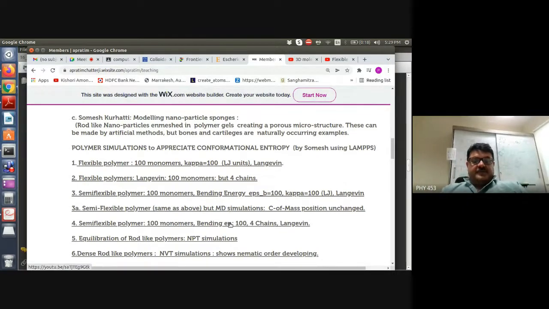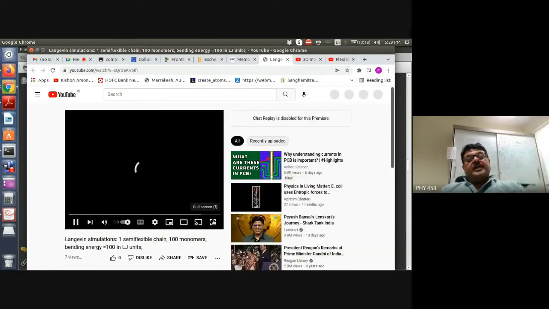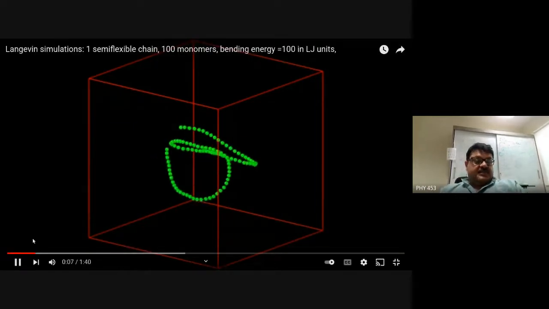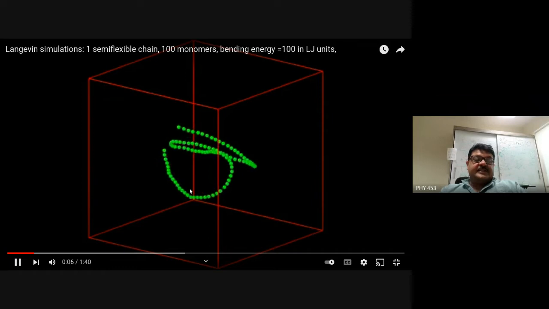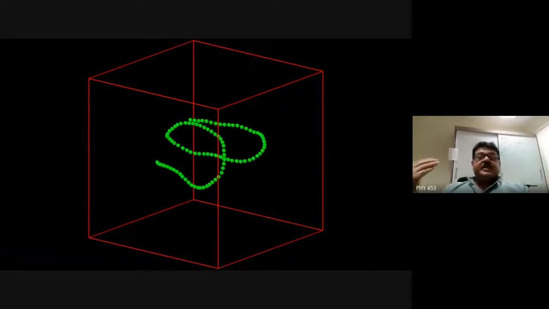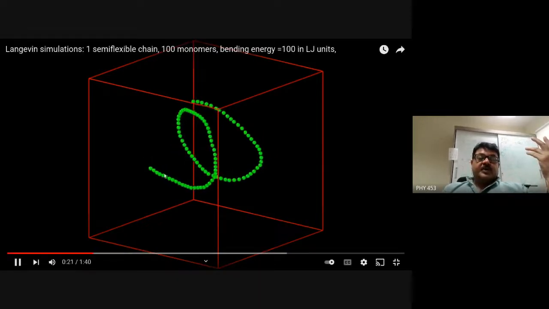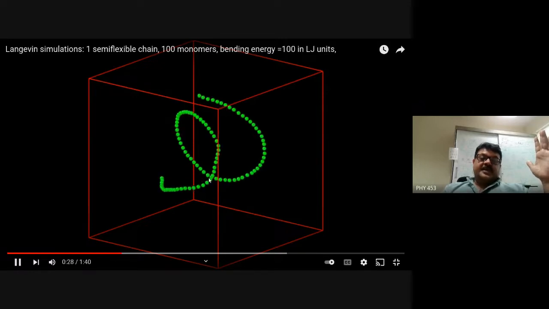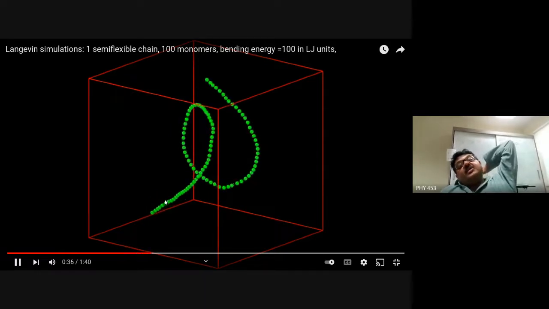Then you would have to incorporate a bending potential also, so that there's an energy cost for bending. And here, it again started where it was coiled, but you see that over a certain distance, it's basically stiff. It is changing all sorts of shapes, taking all possible conformations, but it cannot take as many conformations as was possible for the flexible chain. Why? Because over a certain length of the chain, it is trying to remain straight, right? So there's a bending energy cost.